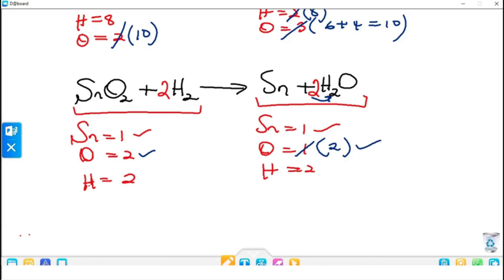Hydrogen is now 4 at the left hand side, no longer 2. And at the right hand side, hydrogen is also 4. So it is balanced. And this is how to balance any chemical equation.